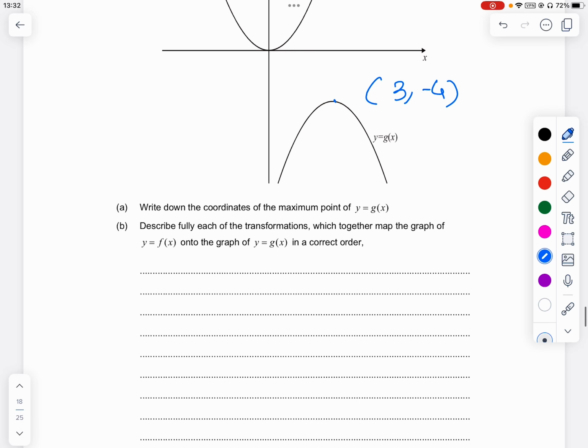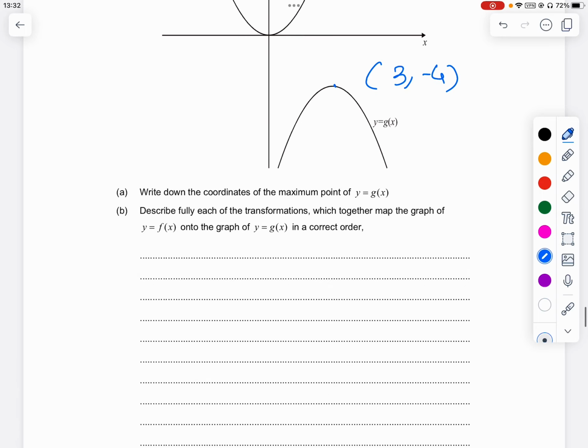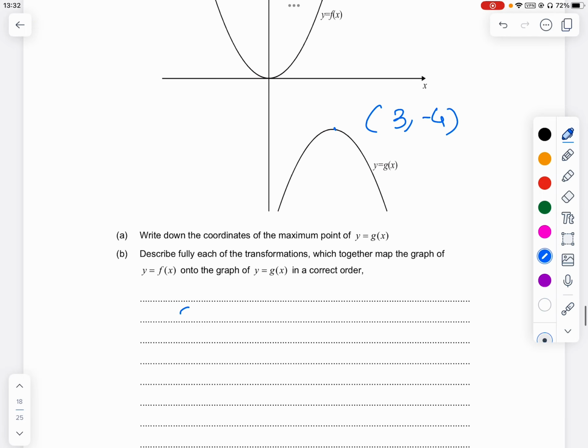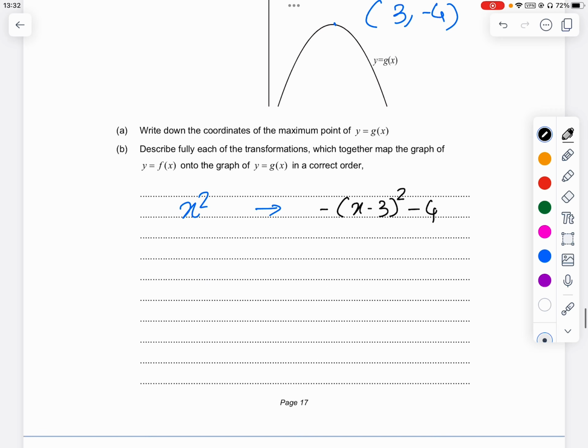Describe fully the single transformations which together map the graph of f(x) to g(x). So what does that become? Now x² should become -(x - 3)² - 4. So first, a reflection on the x-axis, then followed by a translation of (3, -4). This should be the answer.